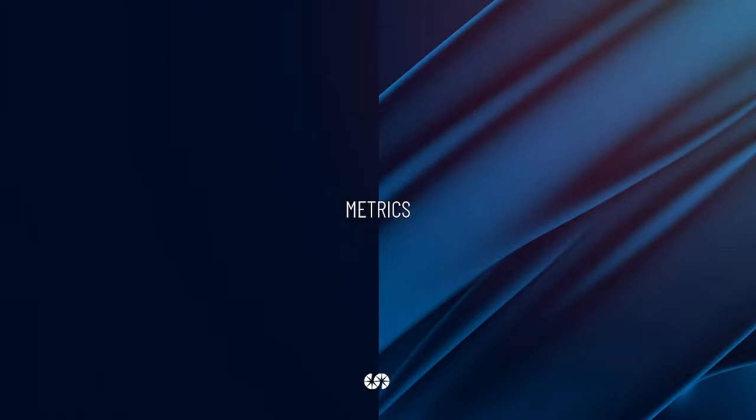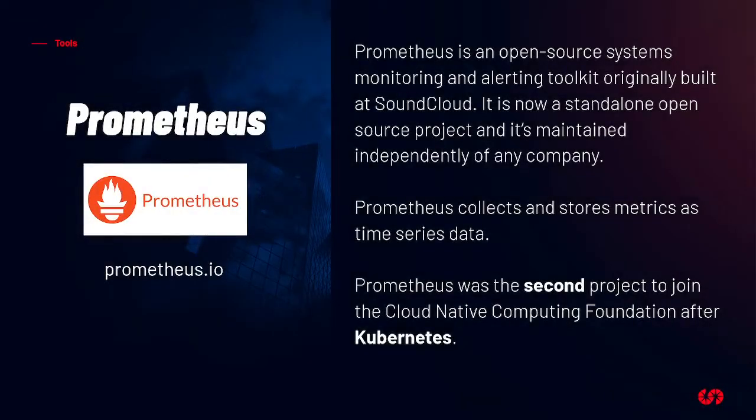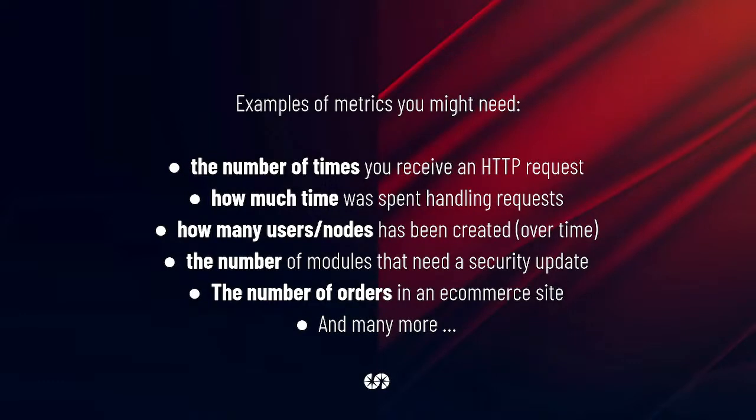Okay. Then the second pillar of observability is metrics. Metrics are a measure of a specific value at a specific time. For example, we can go back to Prometheus later. For example, the number of times we receive a request, how much time we spend creating a response, how many users or nodes have been created, the number of modules with security issues, the number of orders in an e-commerce website, and so on. So specific values that change over time, basically.